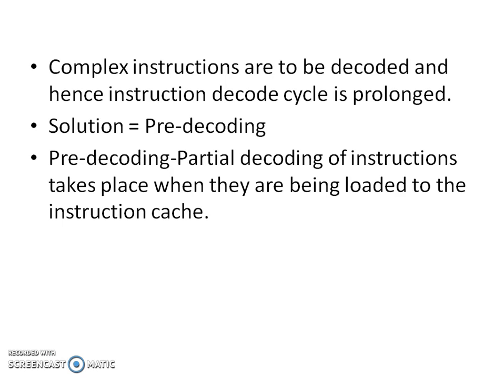To avoid a large decode cycle, partial decoding of instructions takes place when they are being loaded to the instruction cache. This process is known as pre-decoding, and the pre-decoder carries out a part of the decoding process while the instructions are loaded to the cache. Pre-decoding is opted as a solution to avoid long decode cycles.